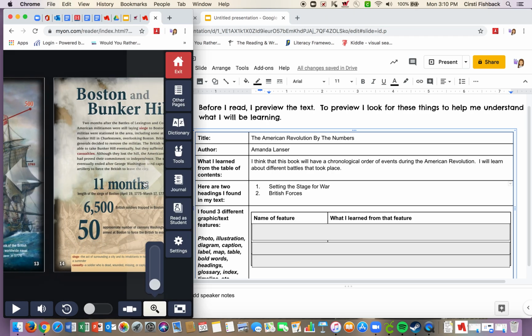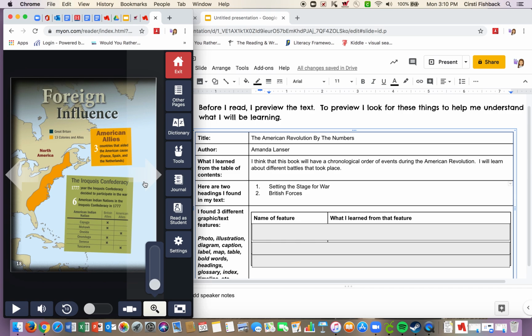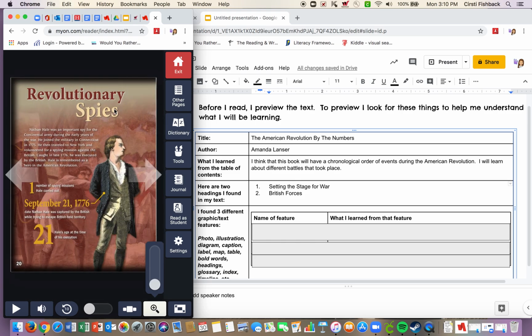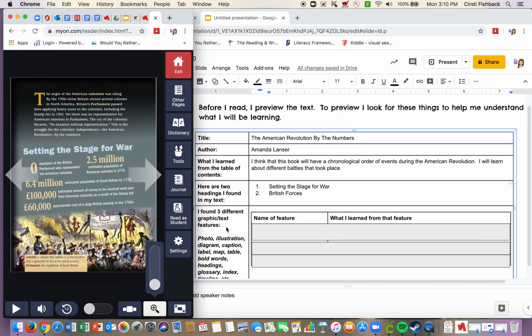There's a lot. I don't expect you to write down all of the headings. I just need two. We just need to see that you're previewing the text and taking a look at those different topics to see what you're going to be learning about. The next thing we're going to do is find three different graphic text features and think about what we can learn from them. This is where you're going to do a little preview into that. I know my book is all about numbers in the American Revolutionary War, so I'm going to be taking a peek at some of those.